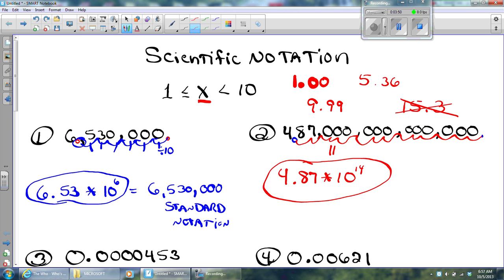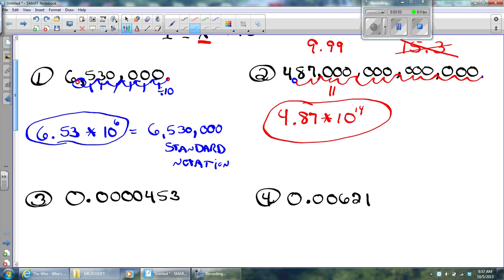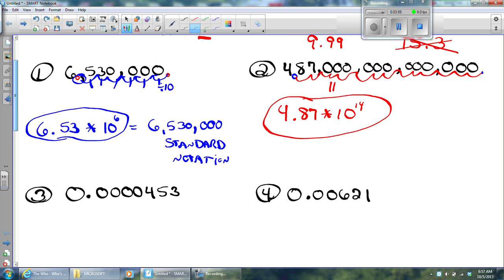Okay. Let me see here. Let's go down. How about these? I've got these numbers that are smaller than 1. I see the decimal point, but I want the decimal point to be here. Well, to get that decimal point to move, I'm not going to divide by 10. I'm going to multiply by 10. So multiply by 10, multiply by 10, multiply by 10, multiply by 10, multiply by 10. Looks like I multiplied by 10 1, 2, 3, 4, 5 times. So I have this 4 and 53 hundredths number.